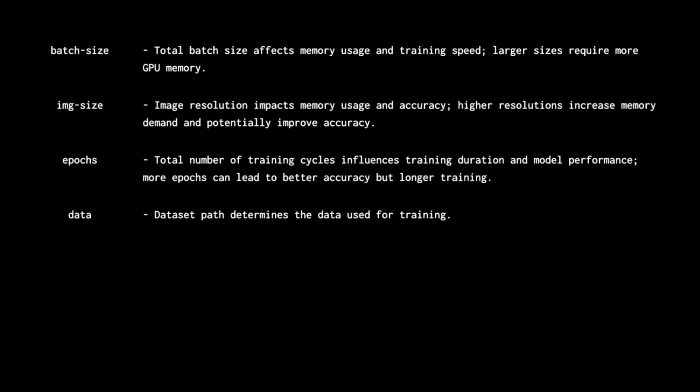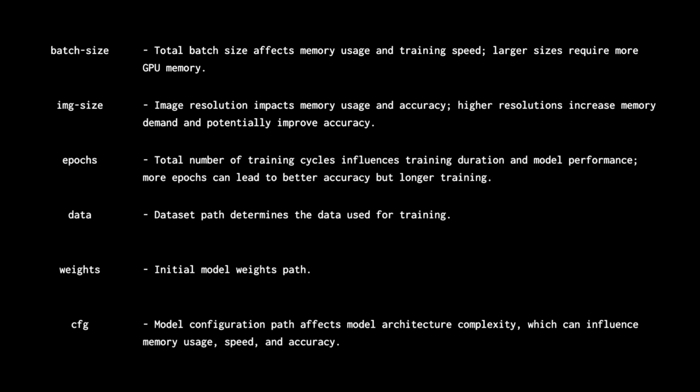Data defines the path to the YAML file specifying the structure of our train set. Finally, weights and config indicate the checkpoint and architecture we would like to use during the training. In this tutorial, we will train the smallest architecture available in the YOLOv9 repository, GELAN-C. It's time to press Shift plus Enter and get it going.